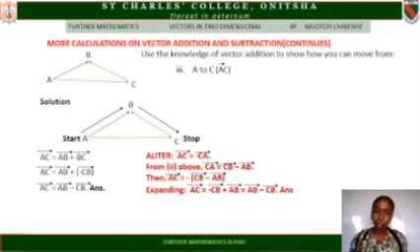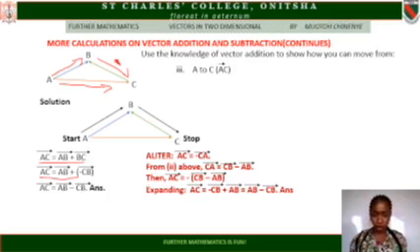Next is vector AC, which is moving from A and stopping at C. So how do we move from A and stop at C? We have to first start our movement from A and stop at B, and then move from B and stop at C. In that case, vector AC is equal to vector AB plus vector BC. But you also remember that vector BC is the same as minus vector CB as a negative vector. So in that case, vector AC is equal to vector AB minus vector CB.